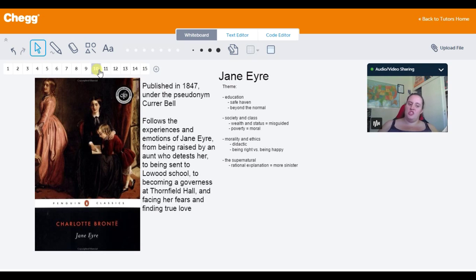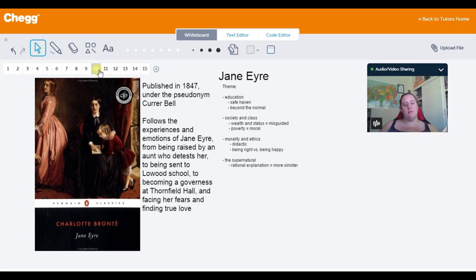In 1847, Charlotte publishes Jane Eyre under the pseudonym Currer Bell. This book follows the experiences of the title character as she is first raised by an aunt who loathes her, to being sent away to Lowood School, which for Charlotte was truly personal as it reflected her own life. Lowood School was believed to represent the school that her and her sisters were sent to, where her older sisters both died.